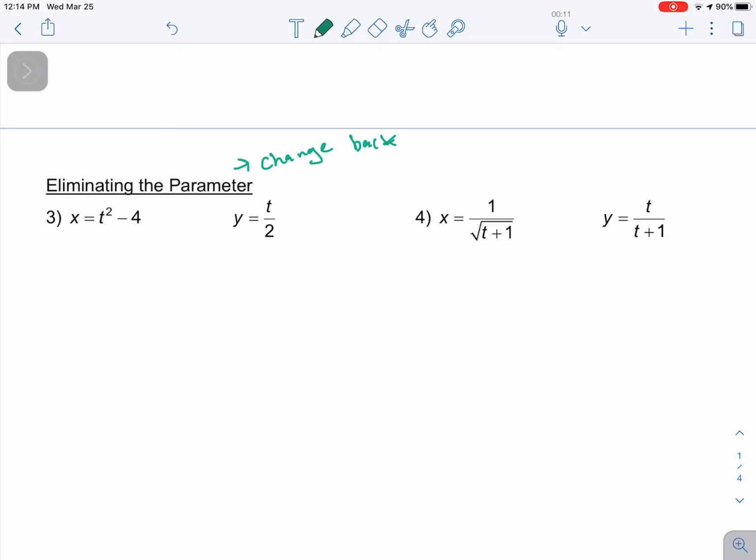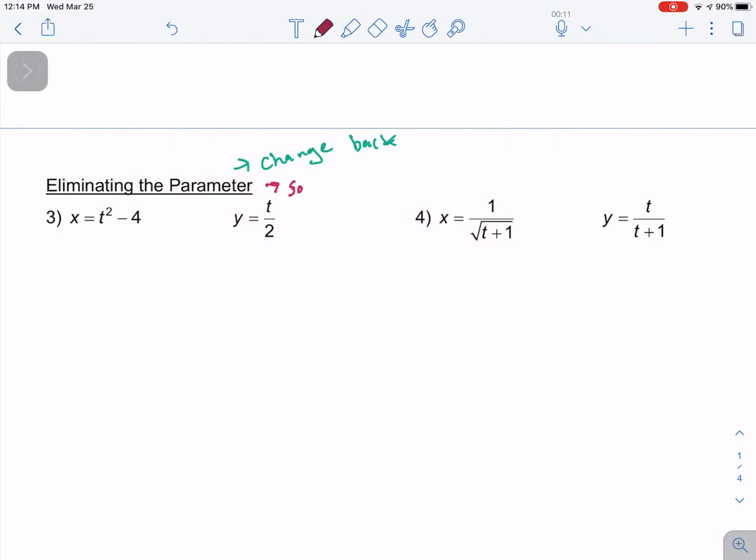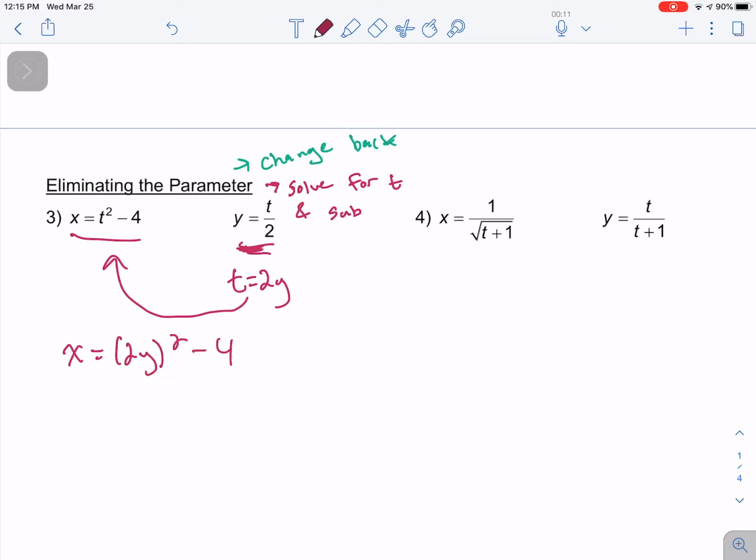All right, so what you're going to do here is you usually want to try to solve for t and substitute. So which equation here between x and y is easier to solve for t? Very good. It's going to be this one right here, the y. So it's going to be t equals 2y. So you're going to go in and plug that into there. So x equals not t, but 2y, all squared minus 4.